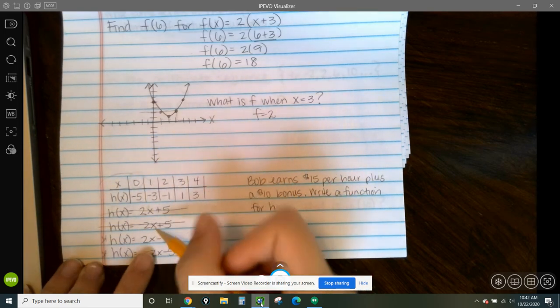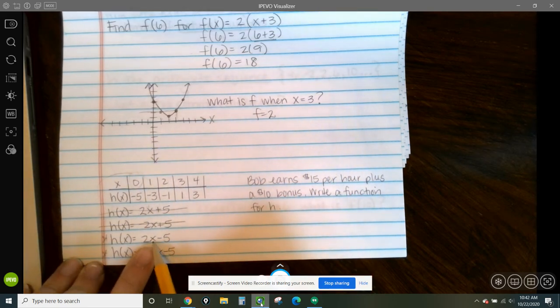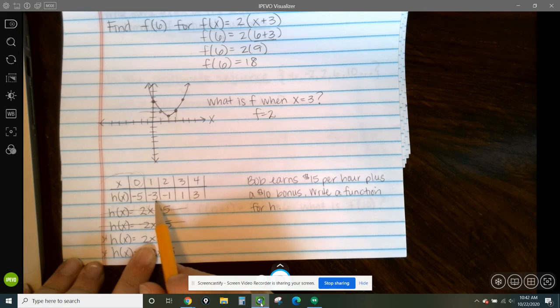So let's plug in 1. So if I plug in 1 right here, 2 times 1 is 2. 2 minus 5 is negative 3. Okay, that's what I got right here. So this one's still working. This one still works. Let's try this.